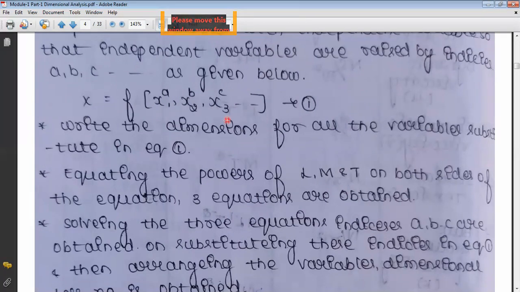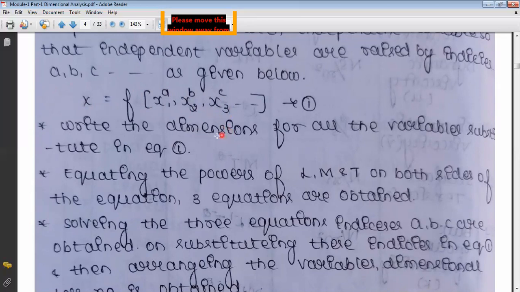First, you have to write down the variables. In that, you have to decide which is the dependent variable and which are the independent variables. Then you have to write the functional relationship between the dependent and independent variables in the form x equals function of x1 to the power of a, x2, x3. You raise the powers of the independent variables x1, x2, x3 as a, b, c.